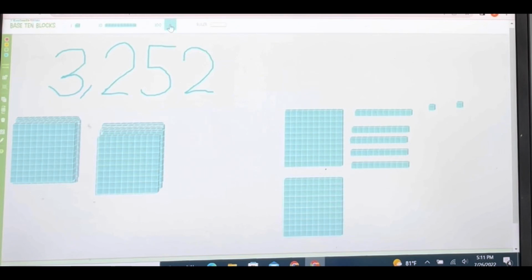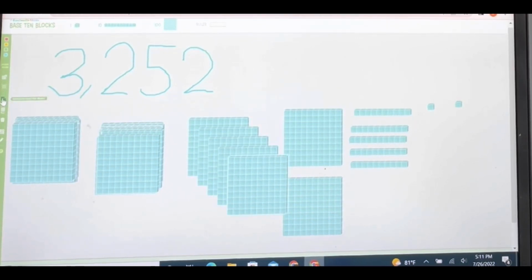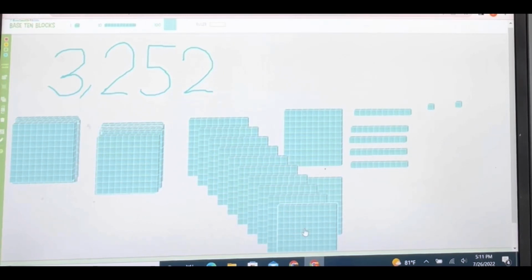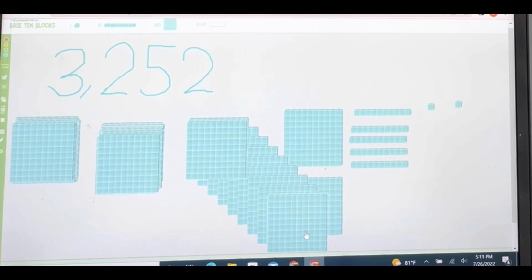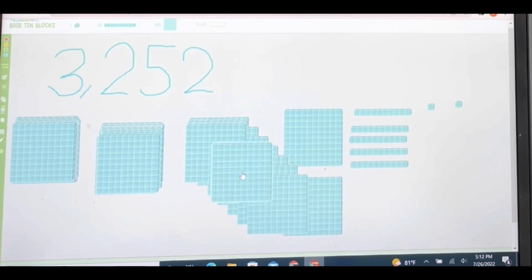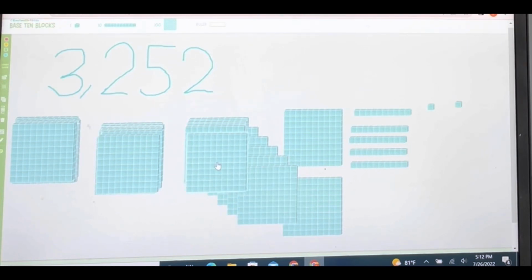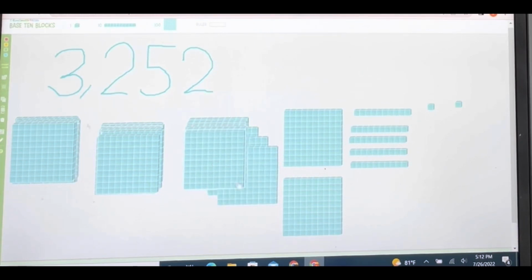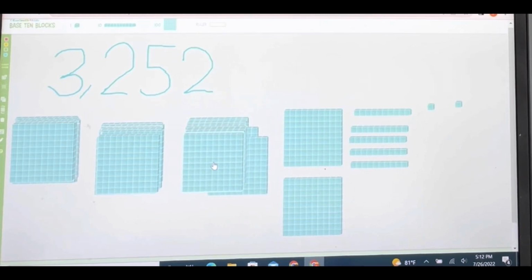Since there's 3 in the thousands place, we need another thousands block, so I'm going to make the third one. We have our visual representation.